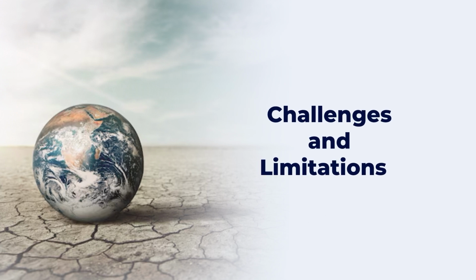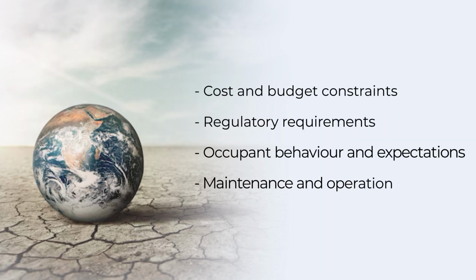And what are the challenges and limitations in these climate change mitigation strategies? First is cost and budget constraints. It requires a lot of money, so cost and budget constraints are one limitation. Next is regulatory requirements. Third is occupant behavior and expectation. Next is maintenance and operation.